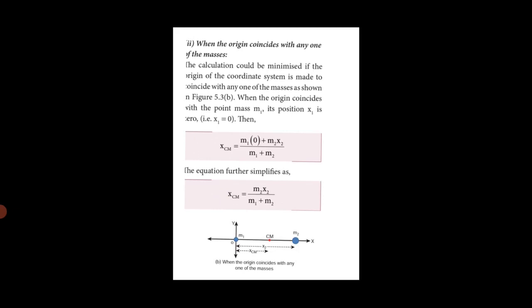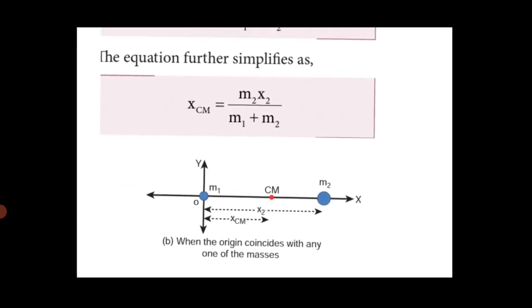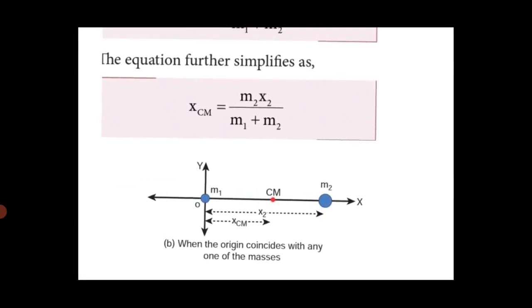See the diagram, it is clearly given. The origin O is considered as the mass m1, located at the origin itself. The center of mass is denoted by the red point, and m2 is on the positive x-axis. Here also we take the measurements in the same way: from O to m2 is x2, and from O to CM is the center of mass of these two masses.